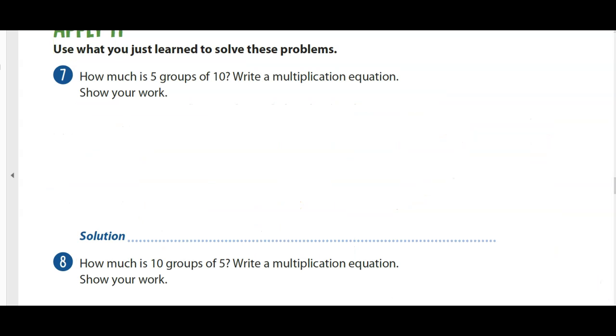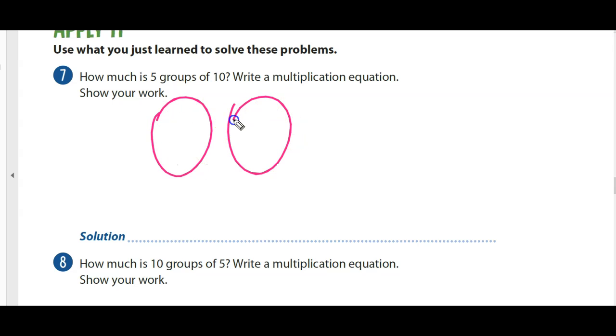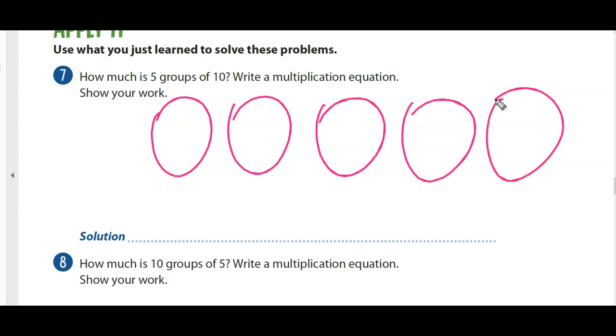So it says, how much is 5 groups of 10? So I have, how many groups again? How many groups do I have? 5. 1, 2, 3, 4, 5. And how many in each group? 10. 1, 2, 3, 4, 5, 6, 7, 8, 9, 10.